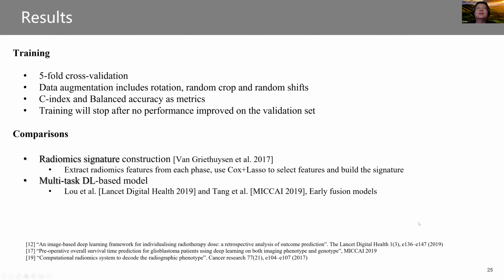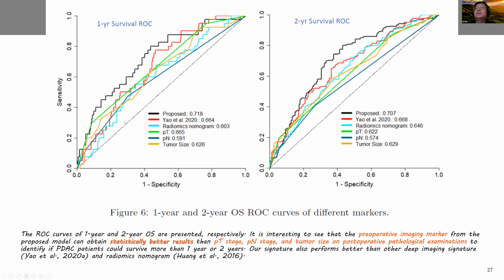Yeah. So this is basically the prognosis model, and with this ROC score, we can predict if the patient is still alive in the first year or second year.